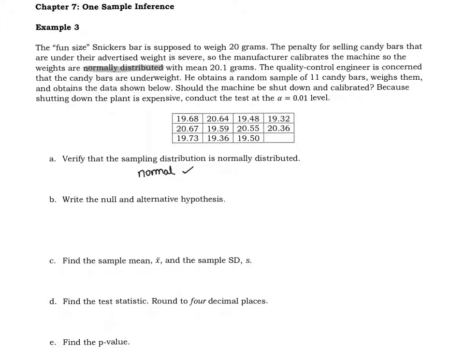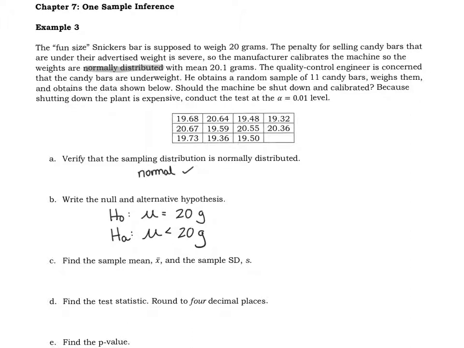All right, write the null and alternative hypothesis. So the mean is supposed to be 20 grams, and we are perhaps concerned that it's smaller than that, so less than 20 grams. You may be asking, why don't we use 20.1? Well, the advertised weight of the candy bar is 20 grams. So we don't care if they're coming in at 20.1 grams. That's actually a good thing. What we care about is if they're coming in under that specified 20 grams.